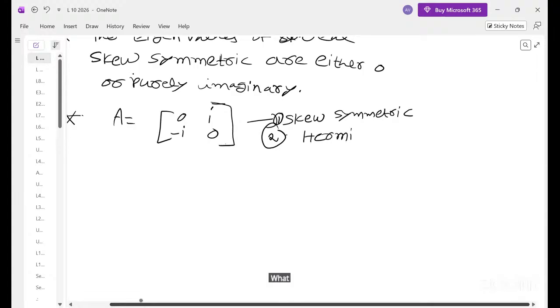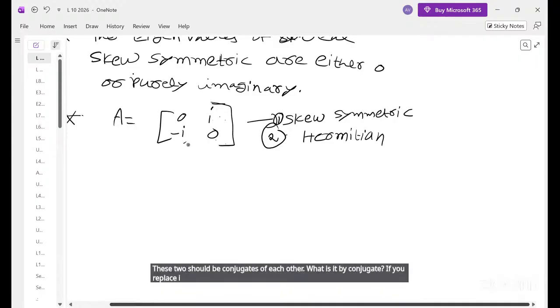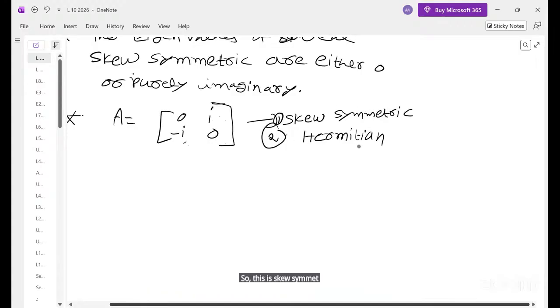What are the characteristics of a Hermitian matrix? The principal diagonal must be purely real, need not be 0, purely real. These two off-diagonal entries should be conjugates of each other. What is the conjugate? If you replace i by minus i, you should get back this. So this is skew symmetric. This is also Hermitian. So let us find out the eigenvalues.